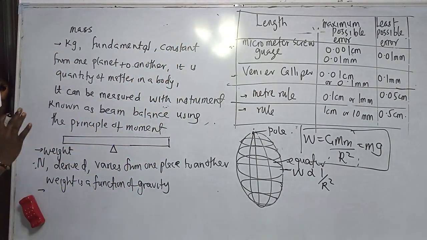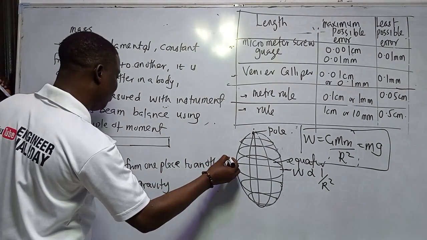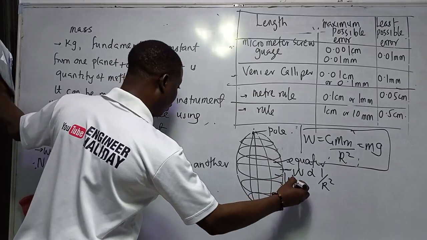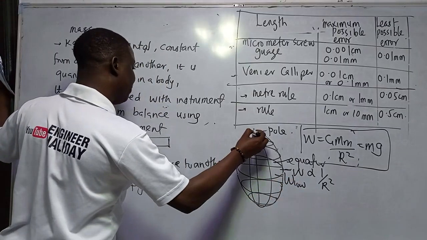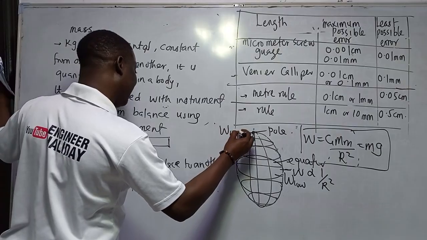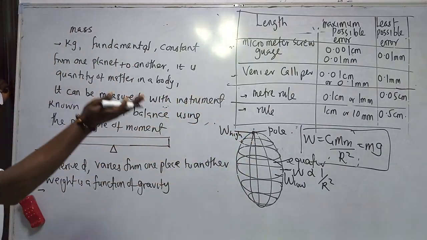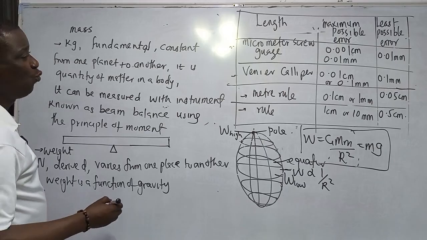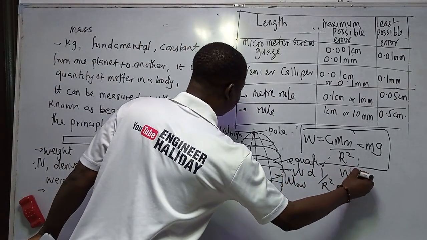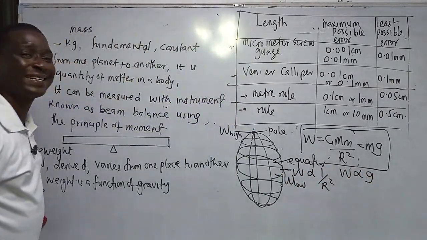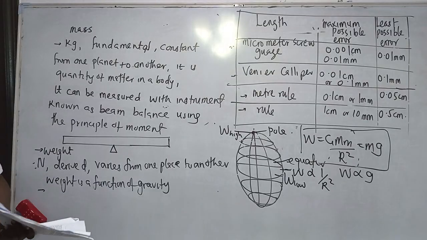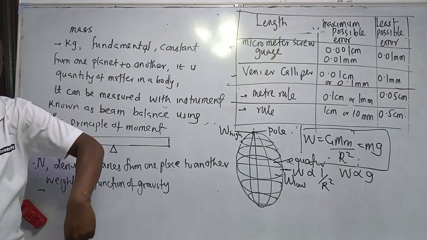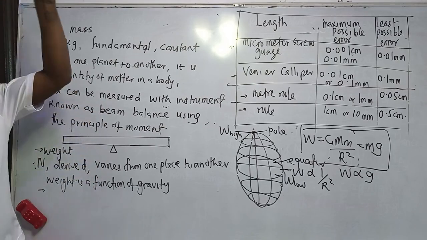Now, I told you weight is low at the equator. At the equator we have lower weight, but at the pole of the earth, weight is higher. As you go away from the equator to approach the pole, weight will increase. Weight is a function of gravity, proportional to gravity. That means an increase in gravity will lead to an increase in weight. That's why your weight on the earth is higher than your weight on the moon.